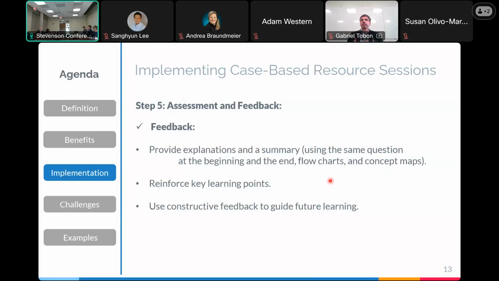And finally, step 5 is assessment, to assess and to have feedback. The first point is to provide explanations and a summary using the same question or the same clinical case from the beginning, at the end with the incorrect answers, but also sometimes providing flowcharts or concept maps to reinforce key learning points. And the feedback is used to guide future learning.